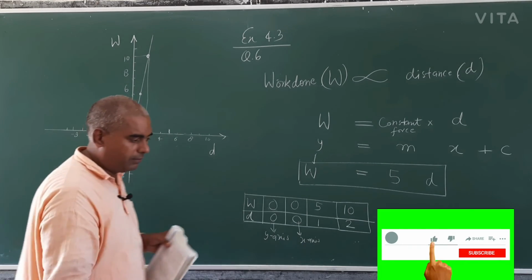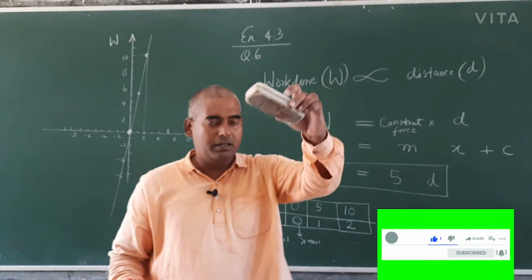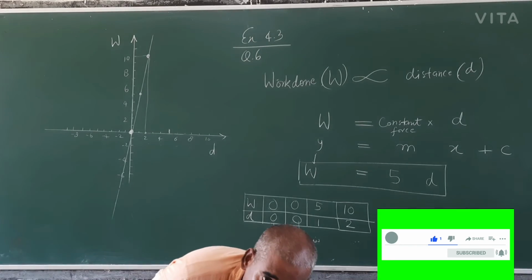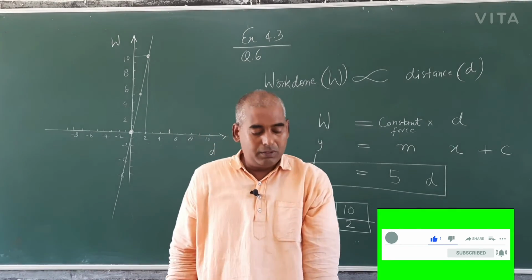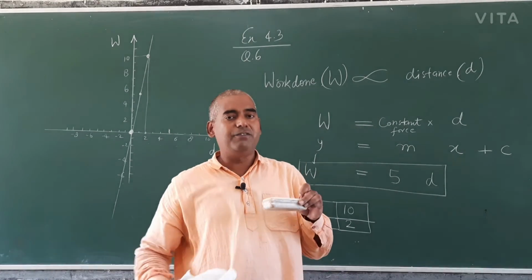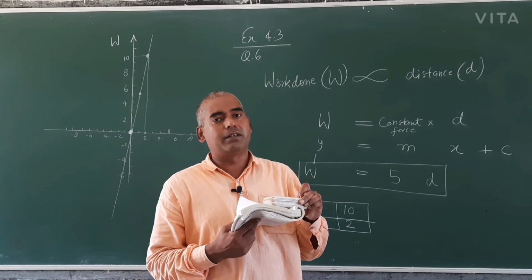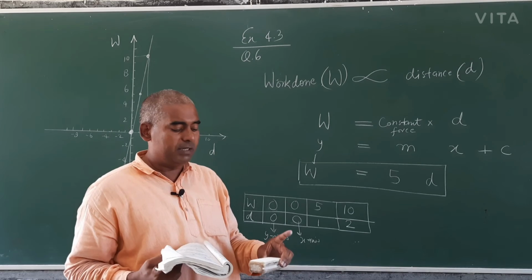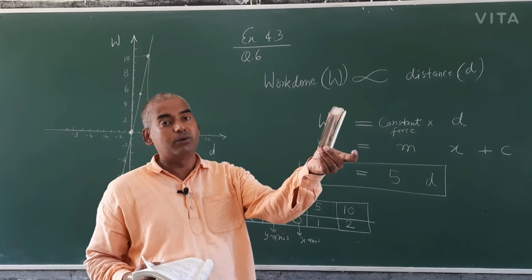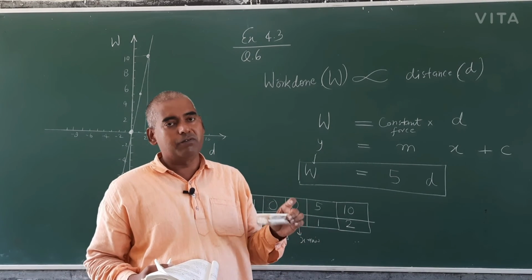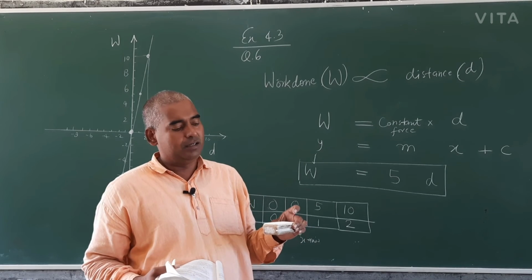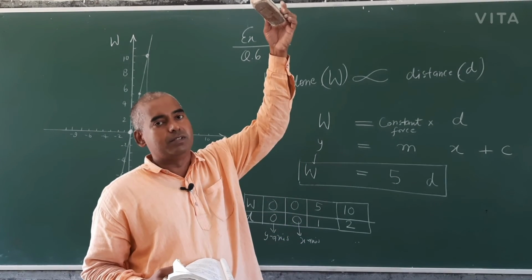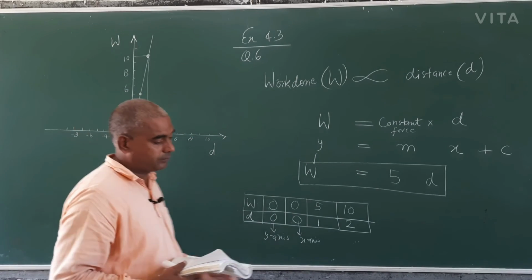When you know this duster at 0 height, so no work we do. When we keep it at a 5 height, we do 5 unit work. 1 meter. Suppose I take 1 meter, we take it is of 5 kilogram. So we do 5 unit work. And after that 2 meter, 10 unit. So this is the question.